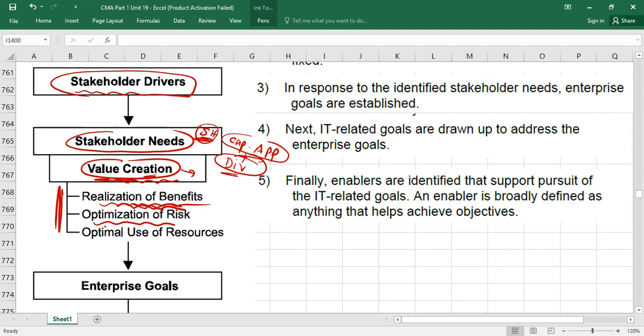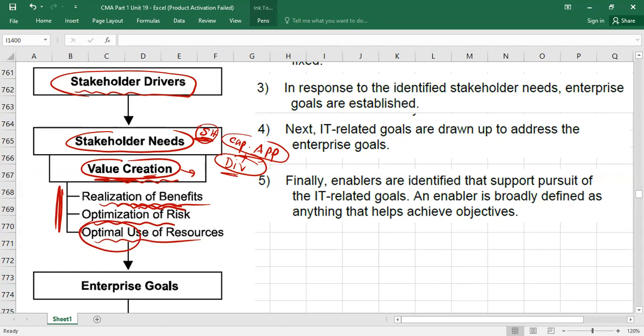Then the third thing, obviously, guys, is optimal use of resources. What are the resources? Resources means whatever you deploy in your business. For example, people are your resource, computers are your resource, right or wrong? Management is your resource. So whatever things you deploy in your business, that is a resource, and using your resources in the best way is called optimal use of resources.